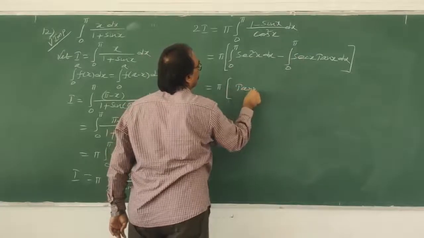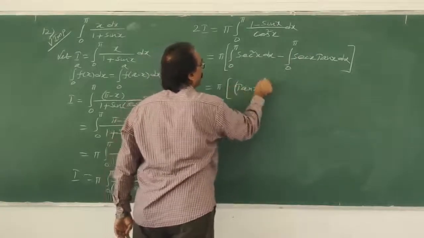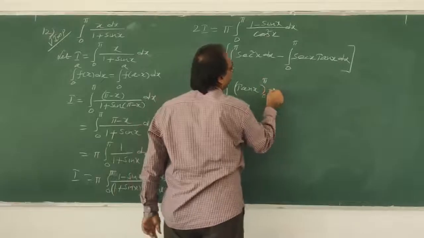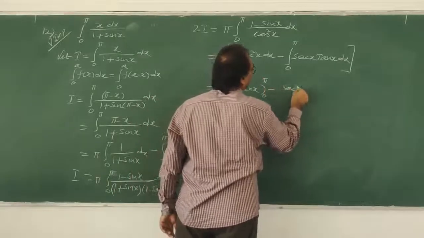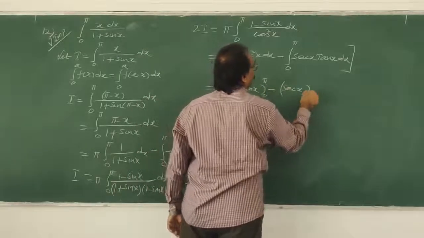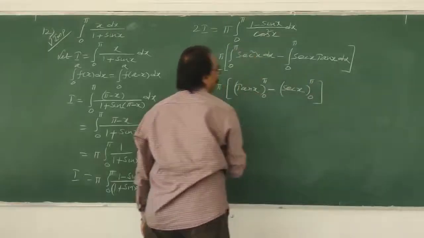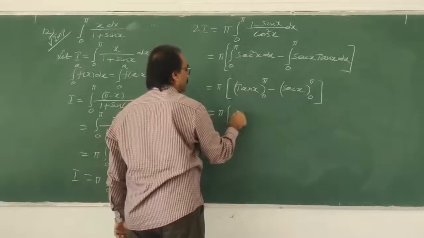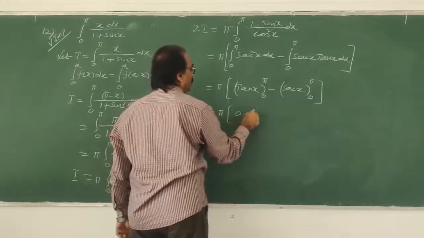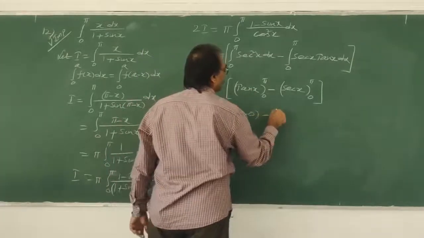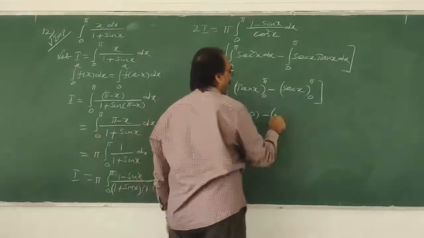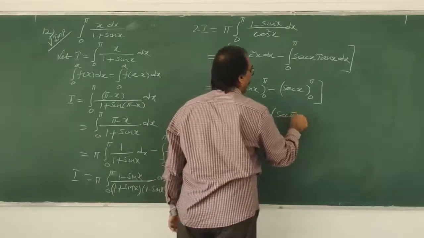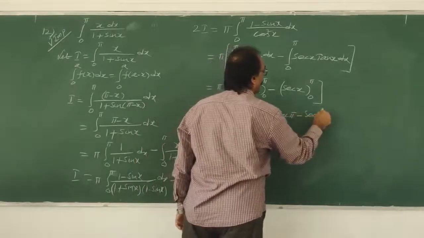What are the limits now? 0 to pi. Minus, what is the integral of secant x tan x? It is secant x, with limits 0 to pi. So don't forget the formulas now. Now pi into tan 180 is 0, tan 0 is 0, happy. Minus secant 180, secant pi. You write secant pi, upper limit minus lower limit.